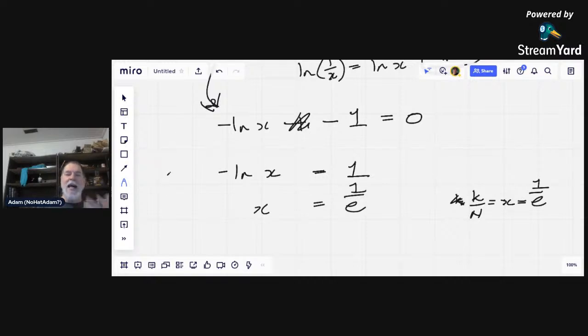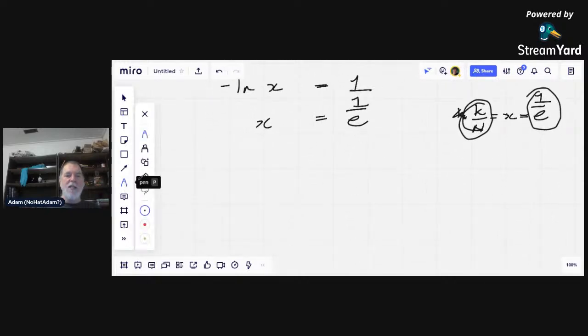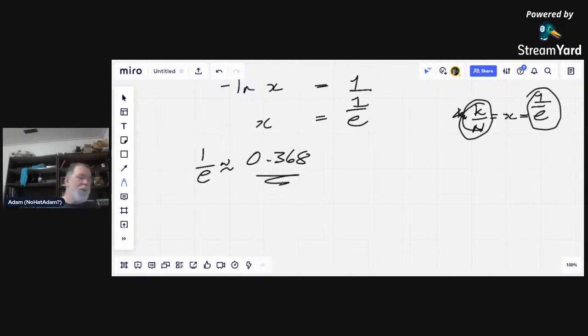Okay, so that is our optimum right there. We choose 1 over e as our proportion, as our sample size, then that optimizes the chances of choosing the best one. And 1 over e is about equal to 0.368.